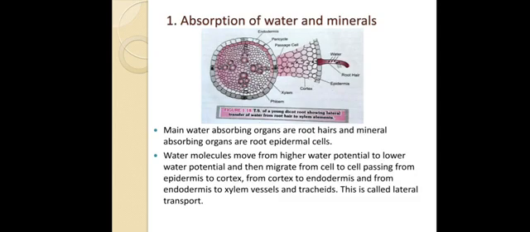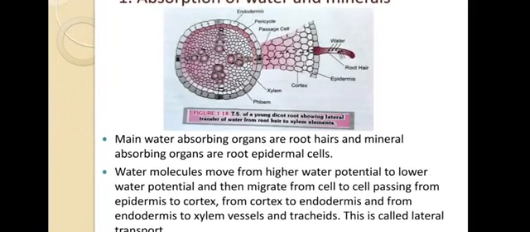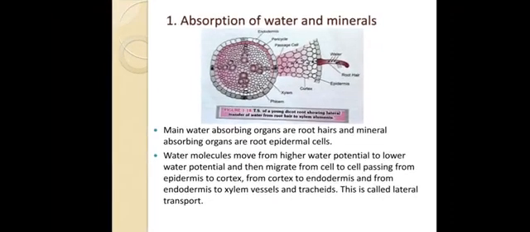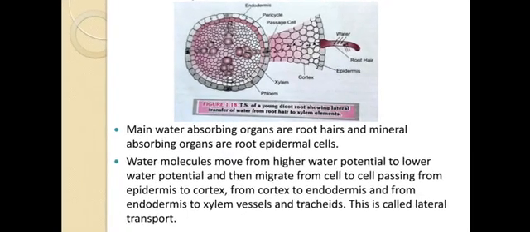What happens is that water molecules move from higher water potential to lower water potential, and then migrate from cell to cell, passing from the epidermis to the cortex, from the cortex to the endodermis, and from the endodermis to xylem vessels and tracheids. This kind of transport is called lateral transport. Okay, it is lateral, it is not vertical transport.